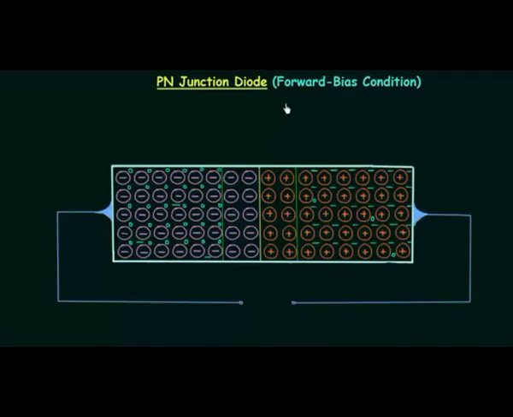We have already completed no bias condition of PN junction diode. In this lecture, we will discuss forward bias condition of PN junction diode. Under no bias condition, we do not apply any external voltage source across these two terminals. So this is the case of no bias condition. And let's say the width of depletion layer is W subscript D, and this is the junction.